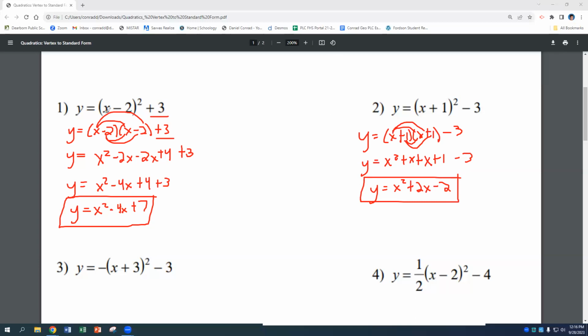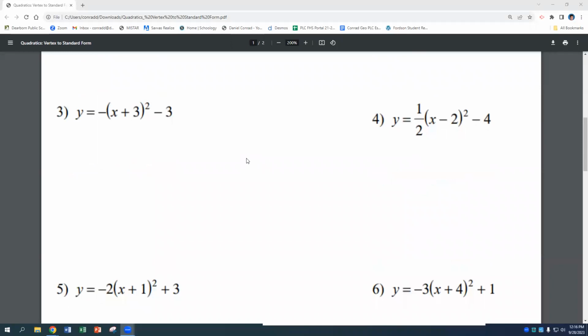Okay, now a was 1 for these in vertex form. Now they're going to get a little trickier because a is not going to be 1 anymore. So number 3, a is going to be negative 1. So we're going to approach this the same way.